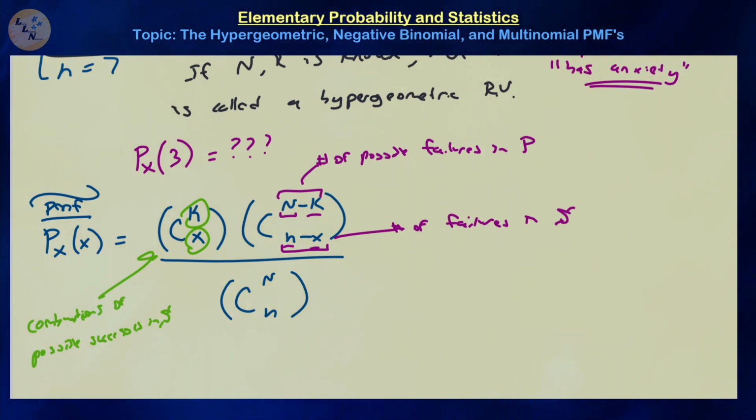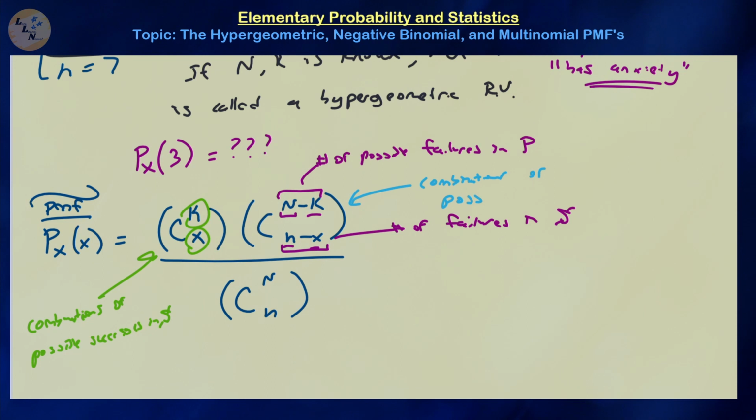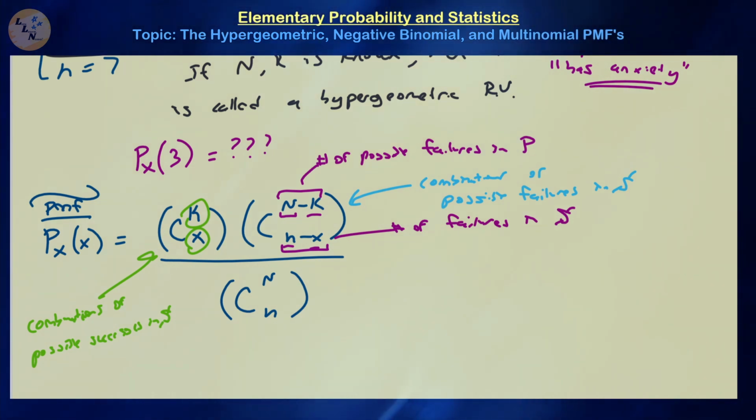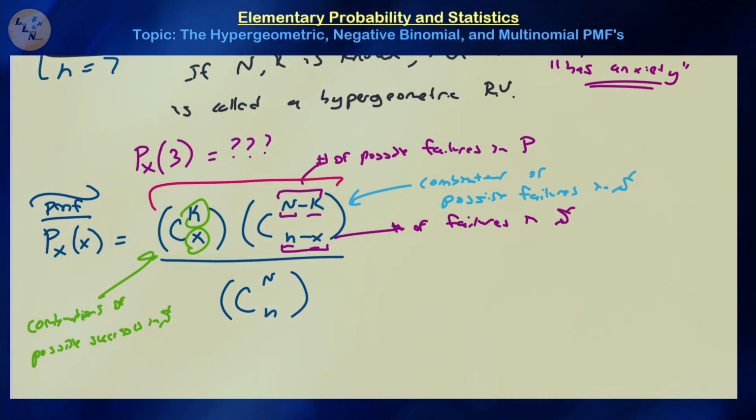That means this object, C(N minus K, n minus X), is the combinations of possible failures in S, right? So every sample has two structures that comprise it or partition it. That is the successes in my sample and the failures of my sample. So of course they're mutually exclusive. And how many samples are possible that can be partitioned that way.